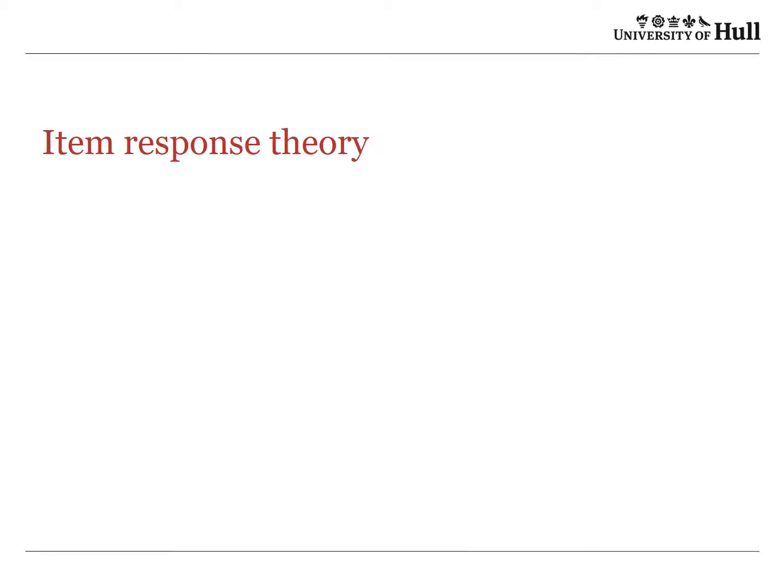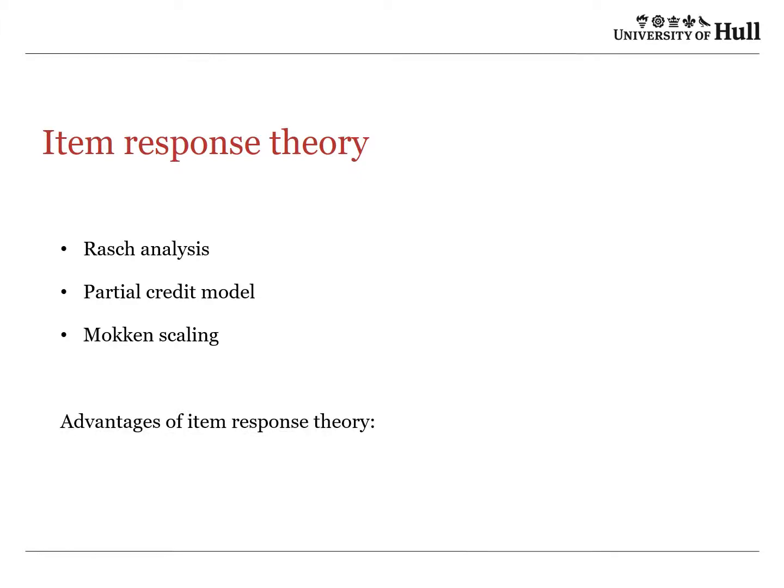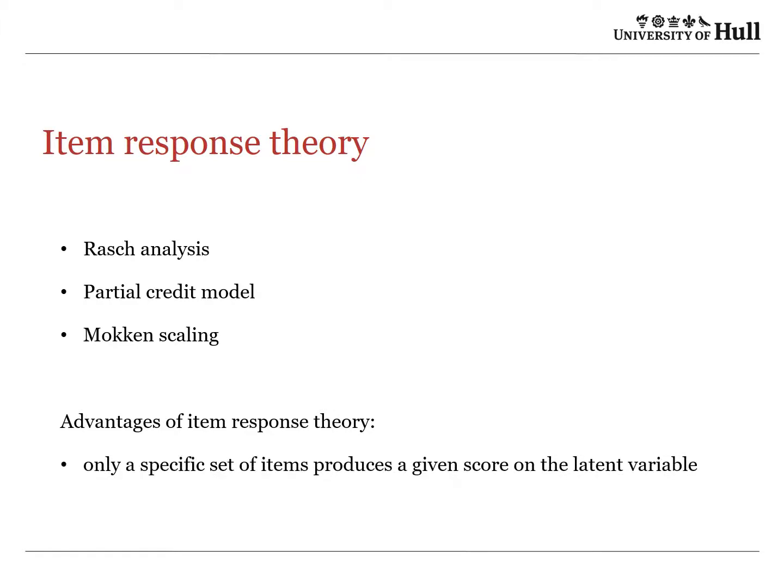Item response theory includes methods like Rasch analysis, the partial credit model, and Mokken scaling. Mokken scaling is a non-parametric method of item response theory. Again, we'll pick this up later. The advantage of item response theory, whatever method you're using, is that only a specific set of items produces a given score on the latent variable. Therefore, you know how to interpret that score because you know what it means.